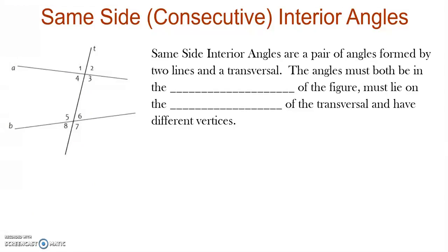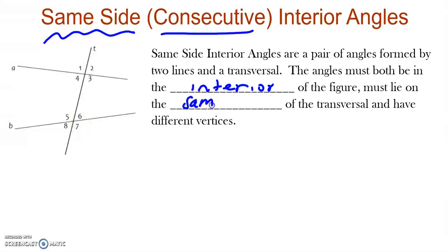Same side, or as your book calls it, consecutive interior angles. I'm more of a fan of the same side because same side interior angles, again, are a pair of angles formed by two lines and a transversal. And this, I think, makes more sense. The angles must both be, again, in the interior of your two lines and must lie on the same side, hence the name of this angle pair.